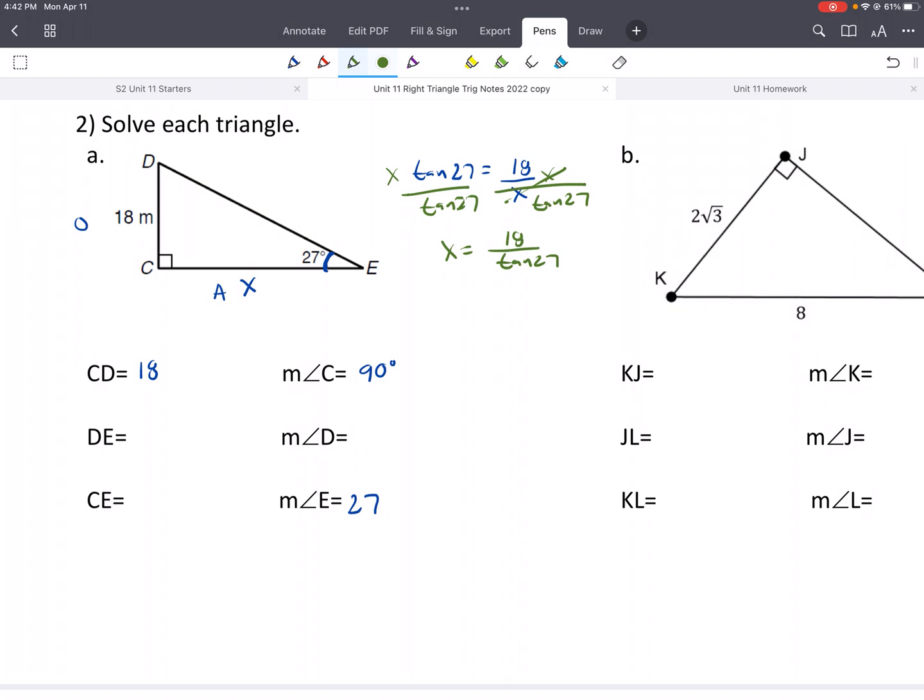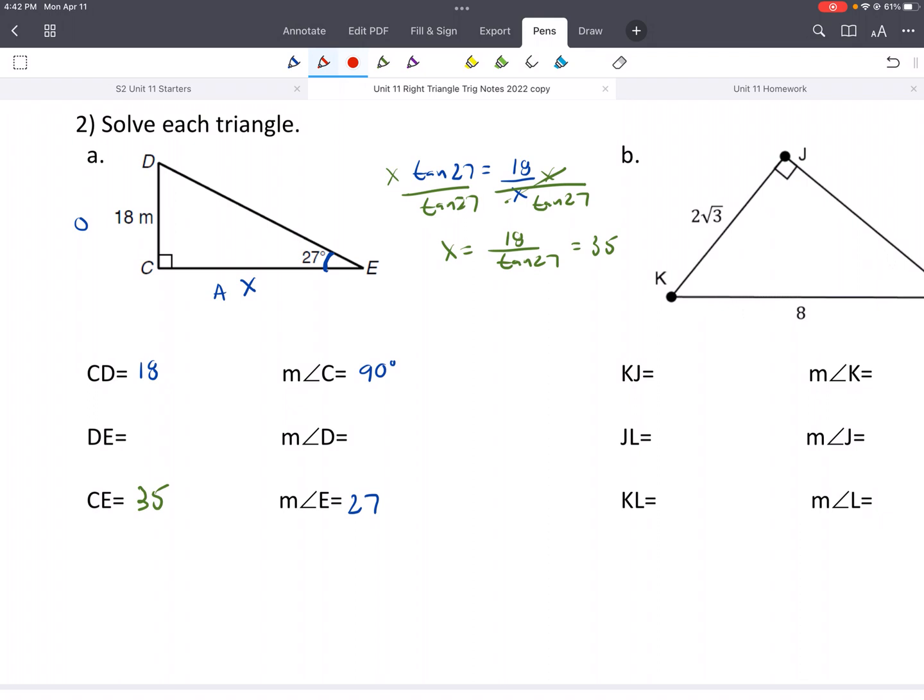So I got 35, if you round to the whole number. Okay, sorry, it's not degrees. So our CE, which we just found, is 35. At that point, you could use the Pythagorean theorem to find the hypotenuse, or we could use trig again.